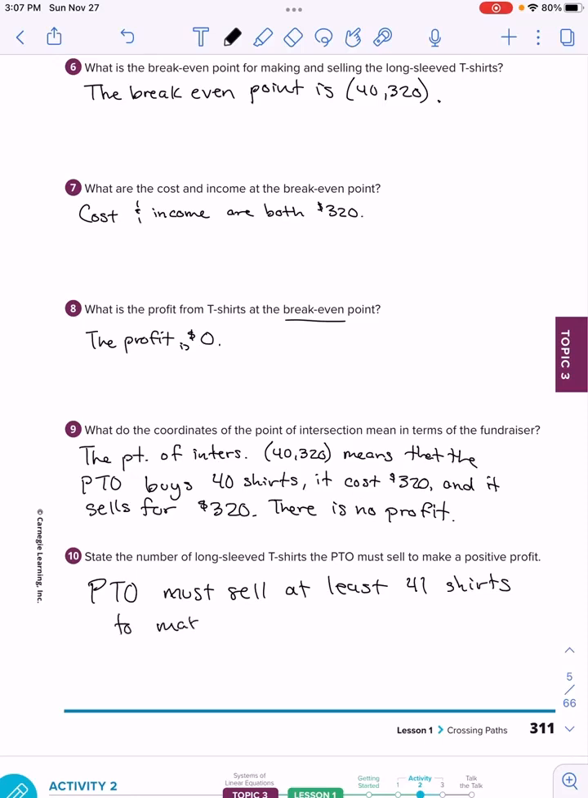to make a positive profit, right? We can have a negative profit, a zero profit, that's break even, or in this case, a positive profit where we're now making money in this fundraiser.